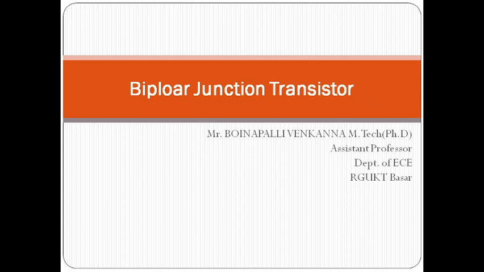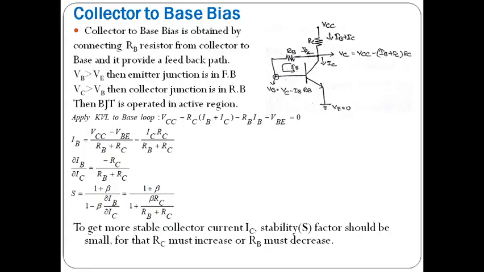Now we are moving into the collector to base bias. You can observe the collector to base bias circuit diagram here. This collector to base bias is obtained by connecting the RB resistor from collector to base, and it provides a feedback path. Here you can observe, as we are connecting the RB resistor from collector to base at point B, the potential at point B is VB.